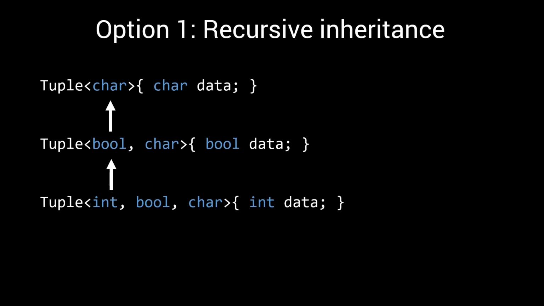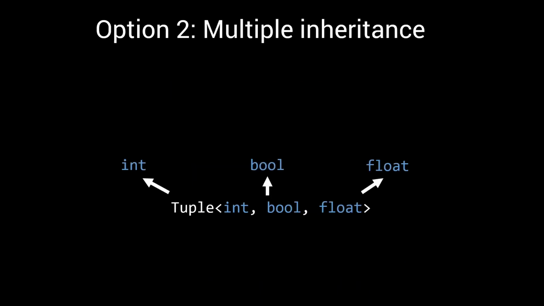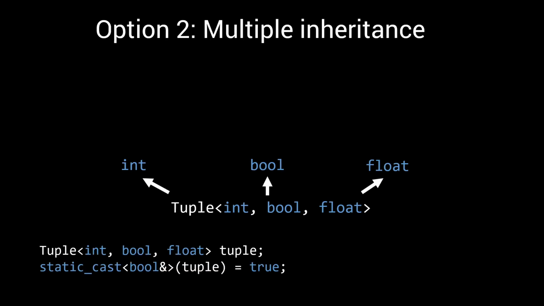Because all member variables have the same name, data, we can't easily access different elements from the main tuple class. To access a certain element, you need to cast to the base class that has that element as its first template argument. This is exactly what the standard get function does for you. The second approach uses multiple inheritance. Ideally, if you have a tuple of int bool float, you just inherit from those three types, which makes accessing them a matter of casting your tuple to the correct type.